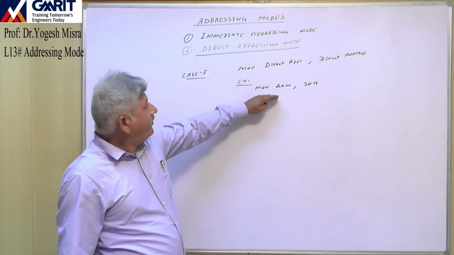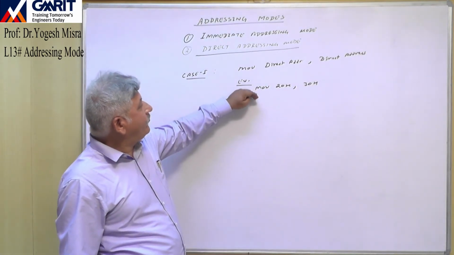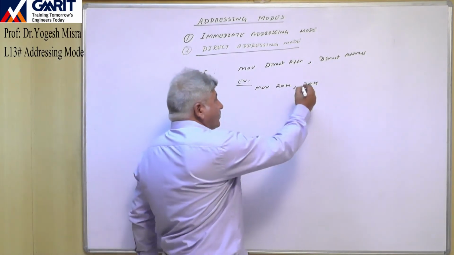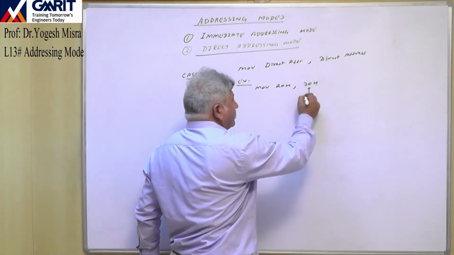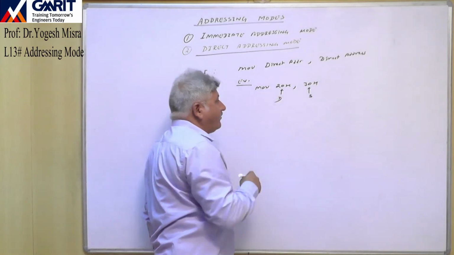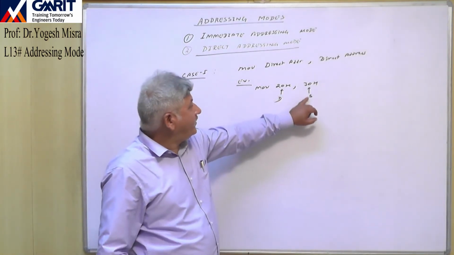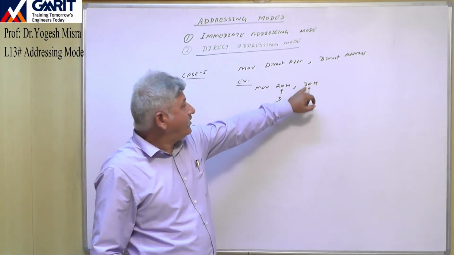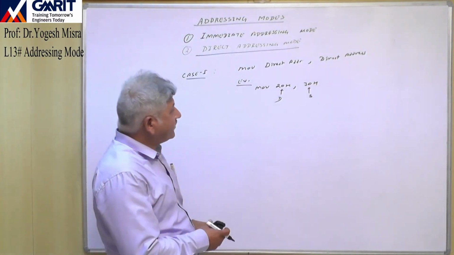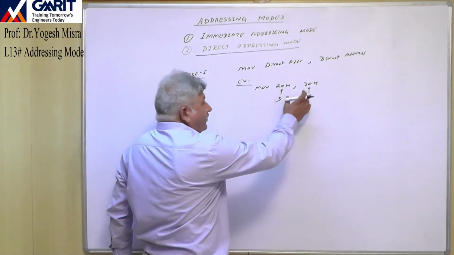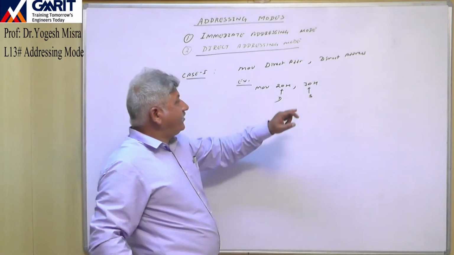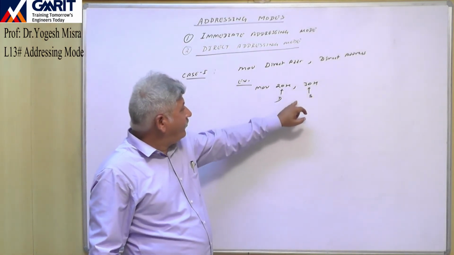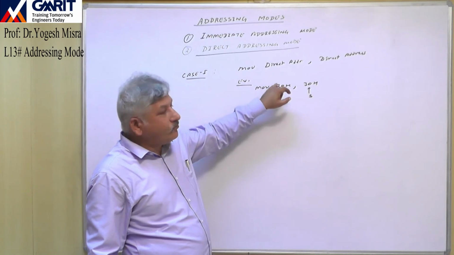How will you identify which addressing mode a particular instruction belongs to? You just check the source. So this is our source and this is our destination. So source is an address. Direct address is mentioned with the instruction. So this is an address. So what will this instruction do? The 8-bit data which is stored at address 30H will be moved to address 20H.